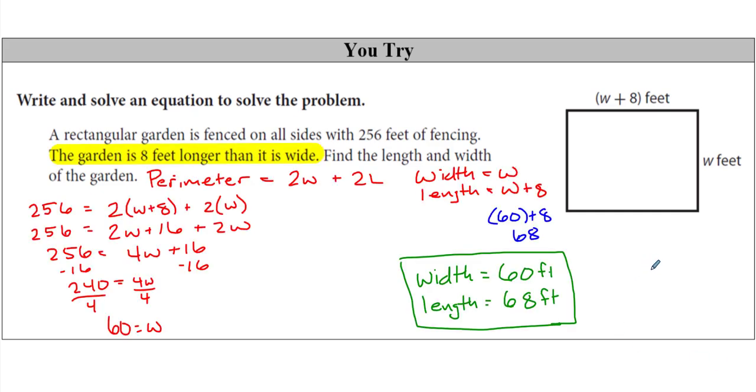All right, welcome back. So hopefully you got the same thing I did. I went ahead and put down the formula for my perimeter. It says that the garden is 8 feet longer, so the length is being modeled after the width, so I assign that single variable. And then we know that the length is 8 more than the width. We plug those in, we find the width, which is 60, then we use that value back inside the expression for the length, and we get that 68 feet.